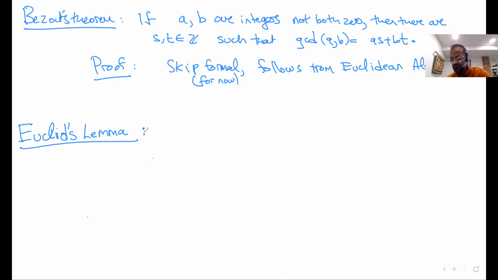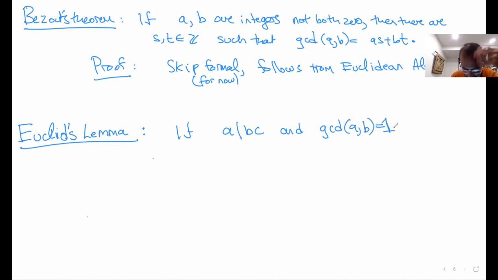Okay, so here's what Euclid's lemma says. It says if A divides BC and the GCD of A and B is 1, so they have no common factors, then A has to divide C. So if you divide a product of two numbers and you don't have any common factors with one of them, you have to divide the other one. That's what this says. So before I prove this, any questions about this statement?